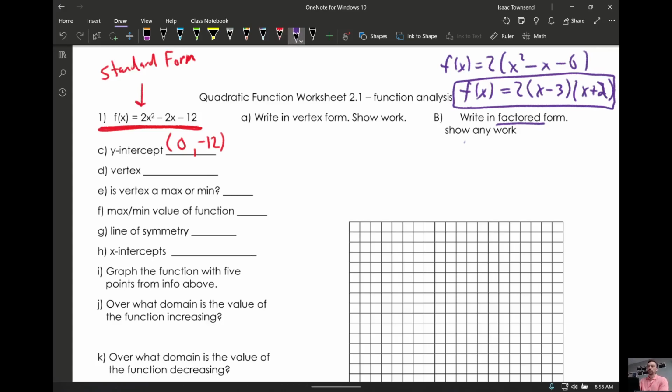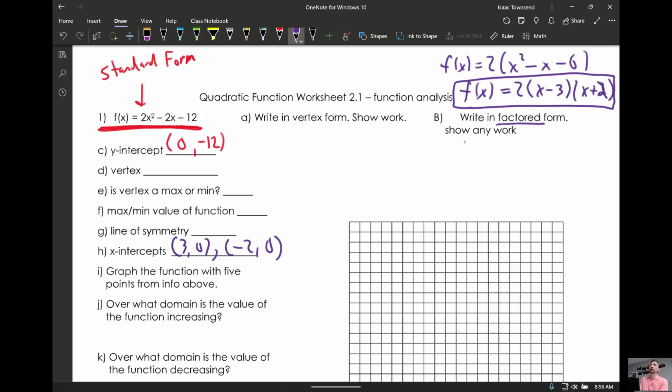Whereas factored form tends to help quite a bit with x-intercepts, because x-intercepts are when y equals 0. So you just set each one of these factors equal to 0 and solve. 2 doesn't equal 0, so that doesn't give us anything. But x minus 3 equals 0 at 3, and x plus 2 equals 0 at negative 2.